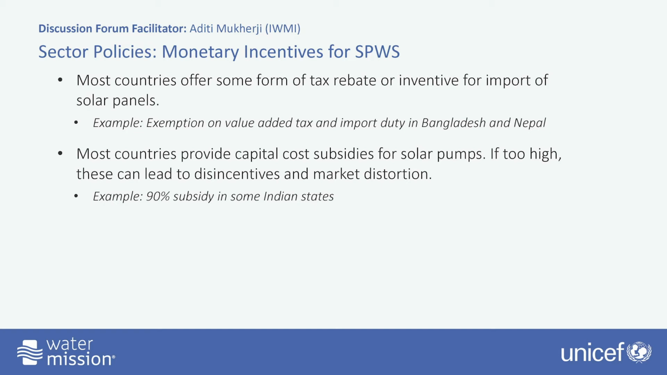For example, in Bangladesh and in much of South Asia, in India, in Nepal, all these countries provide duty exemption for import of solar panels, and that considerably reduces the price of the solar panels. Another example is in Mauritania, where a national supply agreement is established with solar powered water system product manufacturers, and decentralized supply chains are supported by the government.